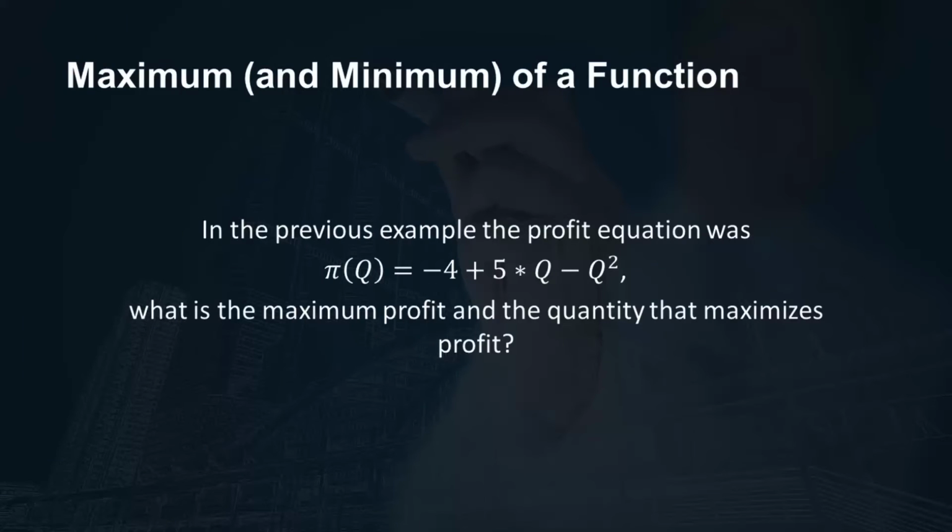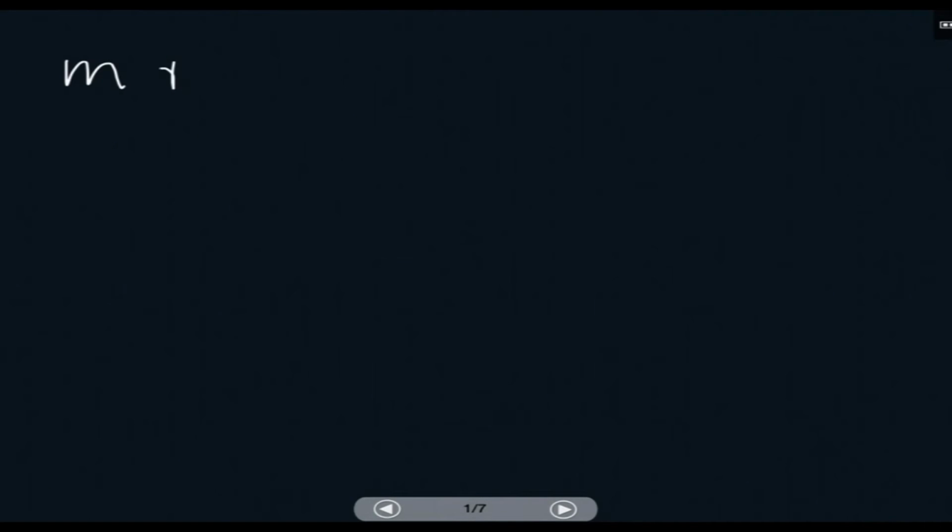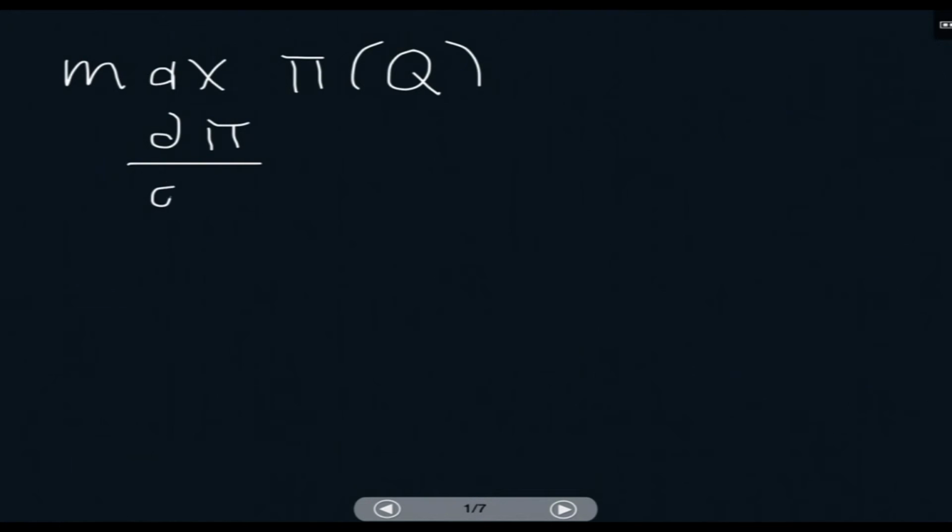Let's take those derivative rules and apply them to maximizing a profit function, that profit function we just saw earlier. So if we have an equation for our profit function, where pi is the representation of profit that we usually use, equals negative 4 plus 5q minus q squared, what is the maximum profit and the quantity that maximizes this profit? So let's do that example. We're trying to maximize pi, which is a function of q. We know that if the slope of the tangent line equals 0, that's our point of maximization. That's equivalent to writing the derivative of pi, or profit, with respect to q equals 0.